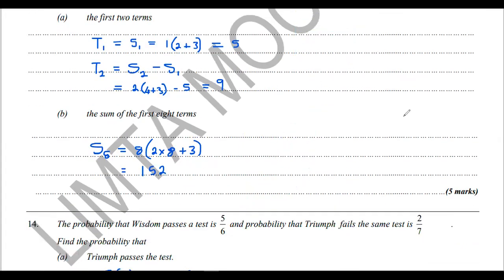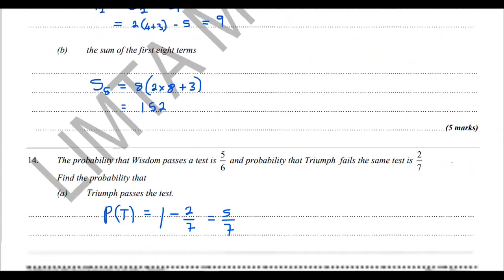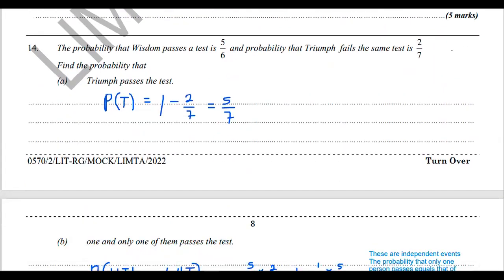Okay. Question 14. The probability that Wisdom passes a test is 5 on 6, and the probability that Triumph fails the same test is 2 on 7. Find the probability that Triumph passes the test. The probability that Triumph passes the test should just be 1 minus the probability that he does not pass. Because the probability that Triumph does not pass is 2 on 7, 1 minus 2 on 7 is 5 on 7.